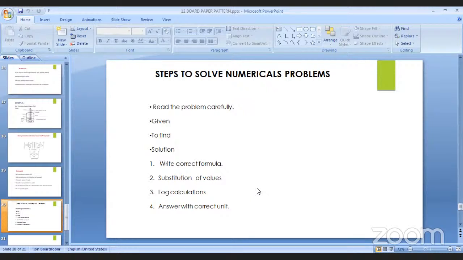So keep avoiding overwriting. If any point is wrong, or if you have attempted a very wrong answer, straight away put a line on it, cut that answer and attempt it again. Don't overwrite there, or try to write your answer in a little space. Your answer should be properly visible to the paper checker. Good handwriting is very important, students.